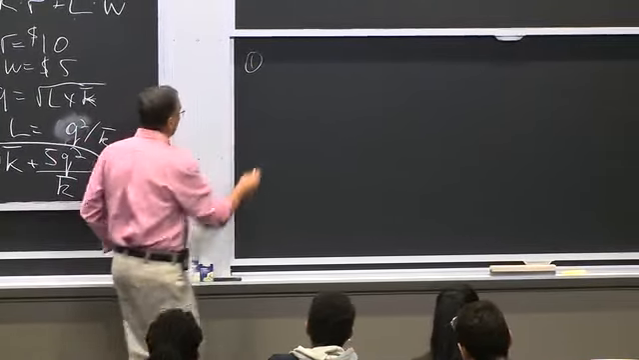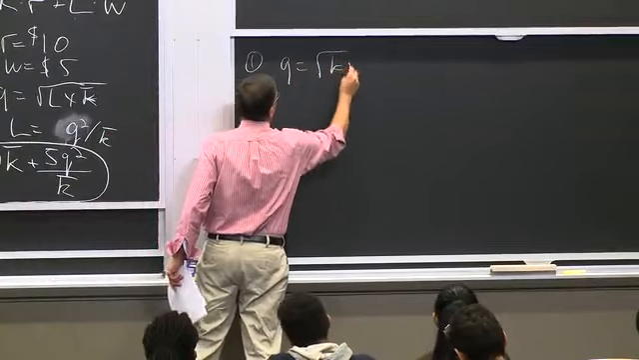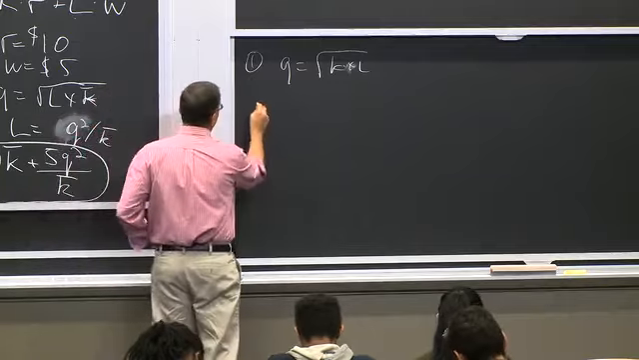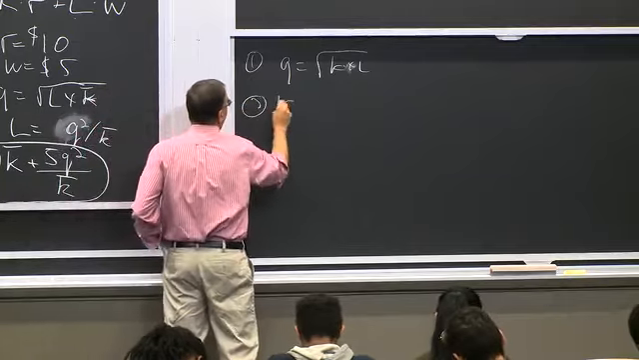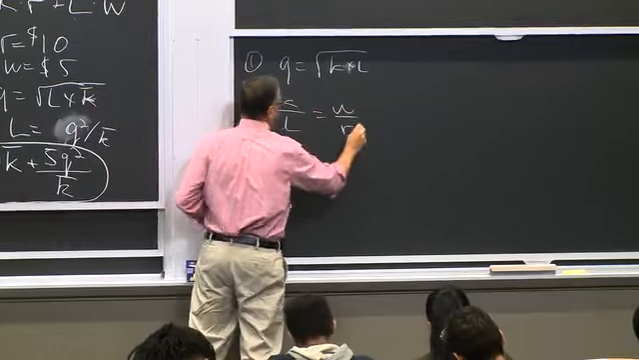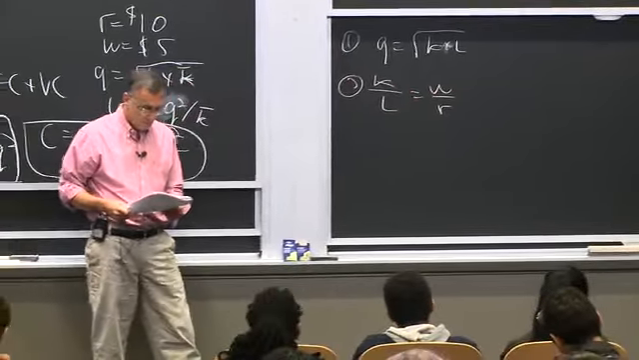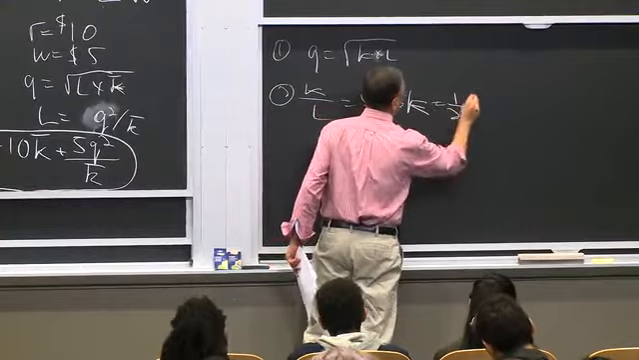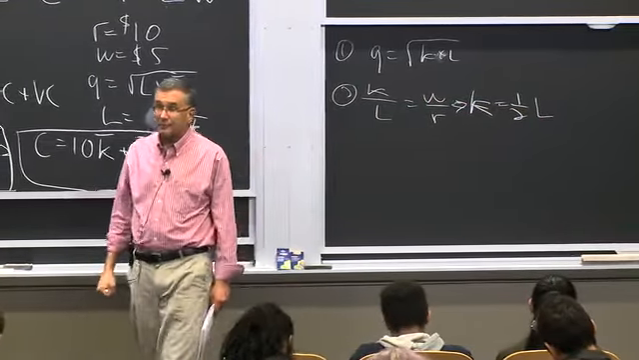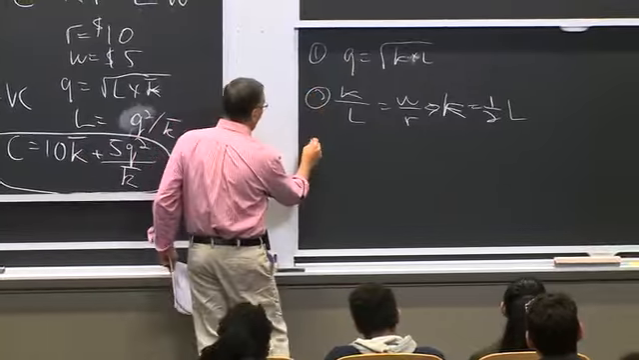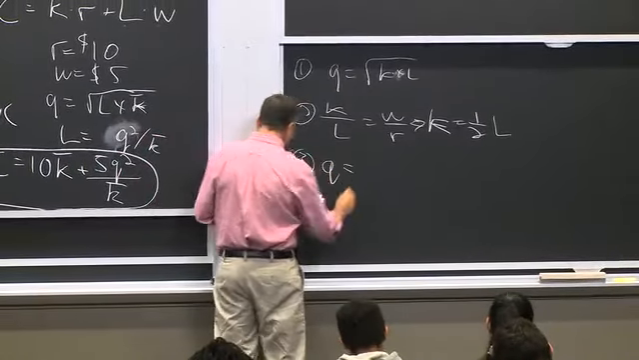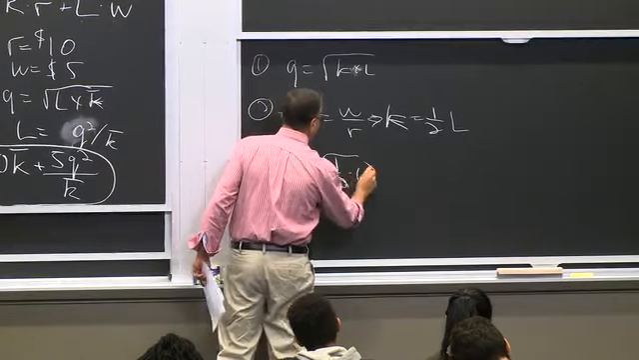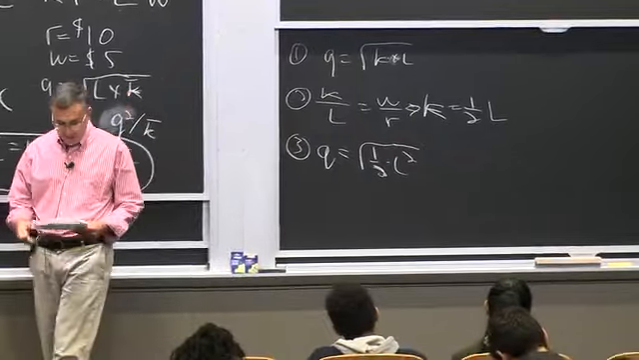Step 1, Q equals the square root of K times L. Step 2, we know from up there that K over L equals W over R. We derived that, leading us to the conclusion that K equals 1/2 L. We just derived that. Therefore, we can rewrite Q as the square root of 1/2 times L squared, just substituting in, because K equals 1/2 L.